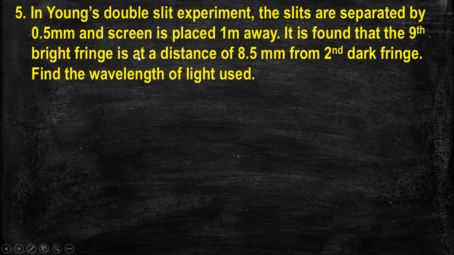Then ninth bright fringe. Maximum intensity formula you have to write. While writing the formula for maximum intensity for nth order, you have to put the value of n here as 9. Then they have given the distance between ninth bright fringe from the second dark fringe. So this 8.5 mm is the distance of ninth bright fringe, not from the center of the bright fringe. It is from the second dark fringe.